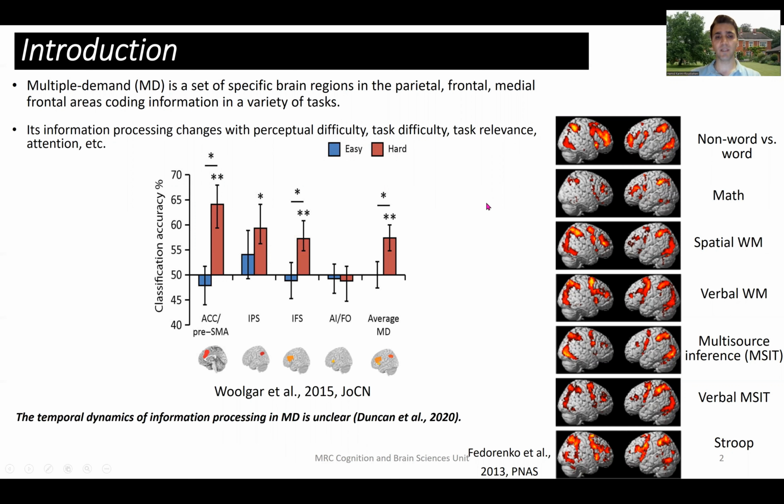However, the temporal dynamics of information processing across the multiple domain network is unclear, and that is because most of the studies use fMRI, which has a poor temporal resolution. This network has been suggested to support human cognition by connecting different modules of the brain. However, there is no clear evidence on information transfer across the multiple domain network to support that hypothesis.